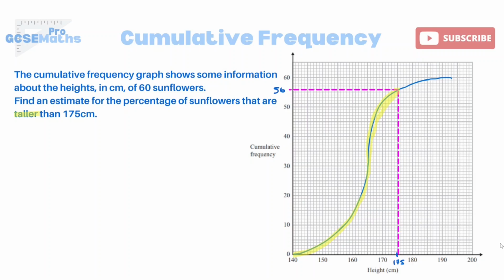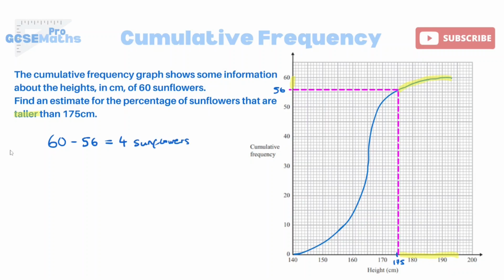It's all of these sunflowers here. These are the first 56. So that is from 140 up to 175. What we want is this part of the graph where it's from 175 and then obviously taller. So that is this small part here, this small amount of sunflower plants there. So just remember, again, we're going to do 60 because that's the total number of sunflowers, minus the 56 that are shorter. That gives us 4 sunflowers.